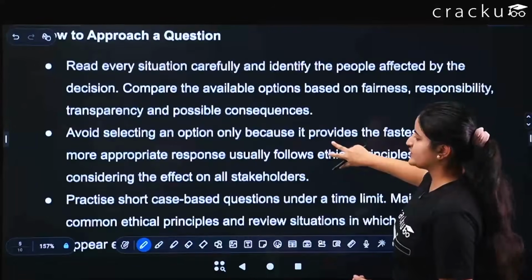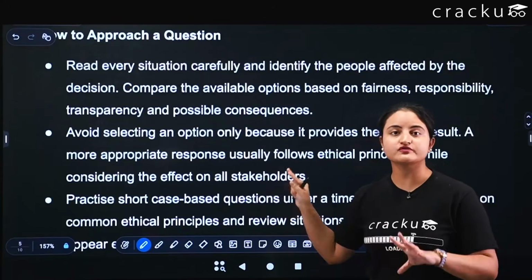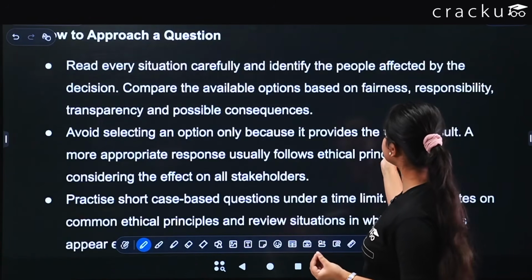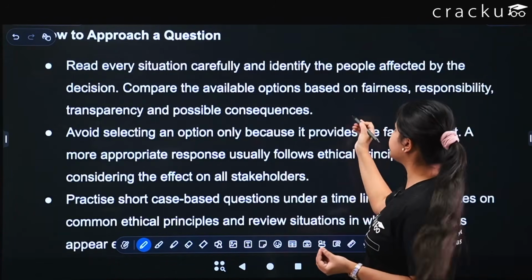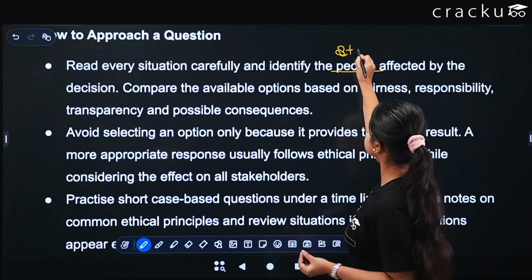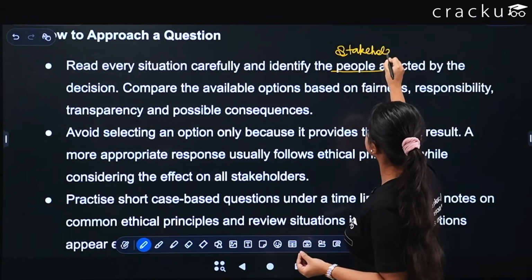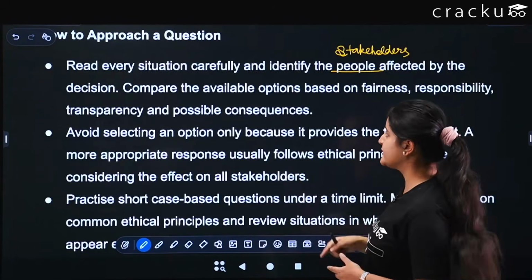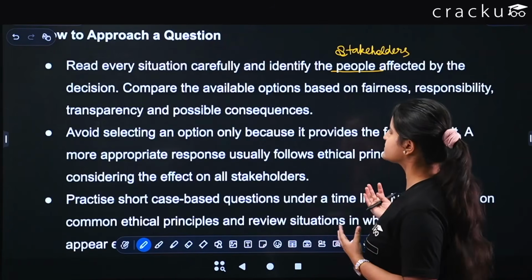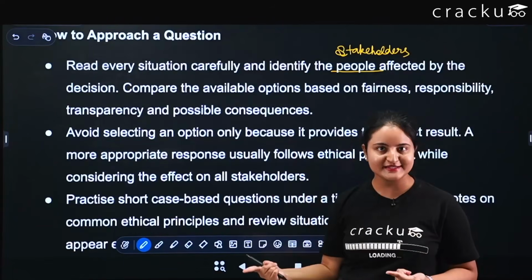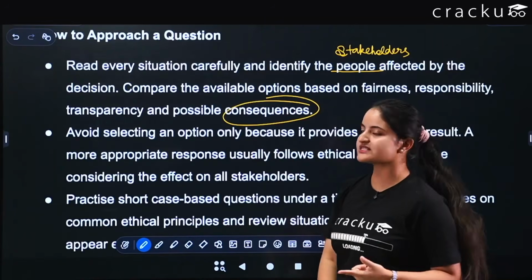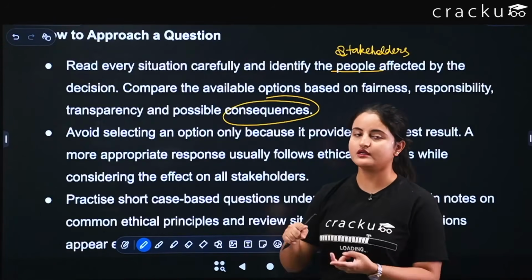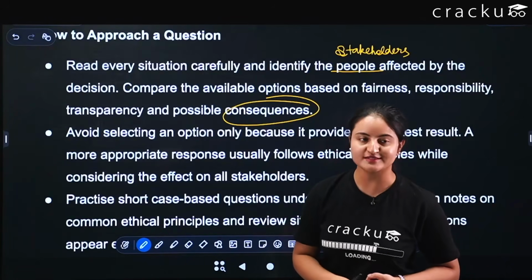Okay. So now this was also their recommendation from the site, on how to approach the question. They say that read every situation carefully and identify the people affected by it. So people or things affected by it, these are essentially your stakeholders, right? That much we know. So we have to identify all the stakeholders and then take a decision accordingly. Compare the available options based on fairness, responsibility, transparency, and consequences. This is very important. Okay, this is their formal instruction as well. So we weigh options based on transparency, responsibility, on the basis of ethics and values.